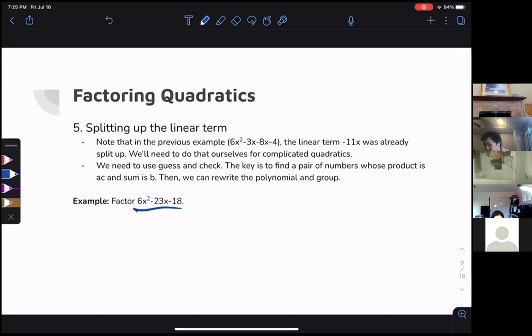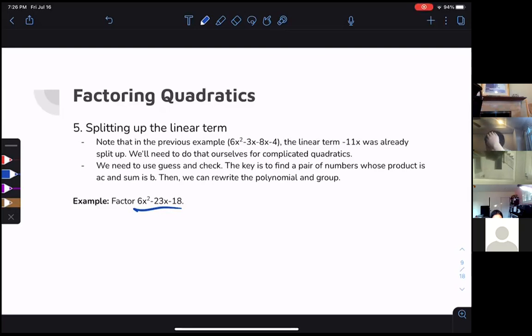Alright, so I'll go over this now. To see what two numbers sum to negative 23 and multiply to negative 108, well, what are 108's factors? You can quickly run through them in your head, right? There's 1, 2, 3, 6, 9, 12, 18, 27.